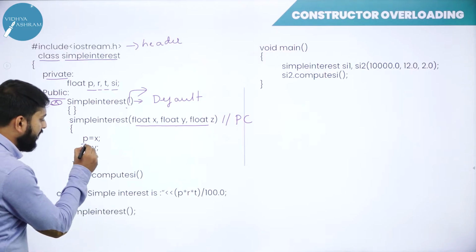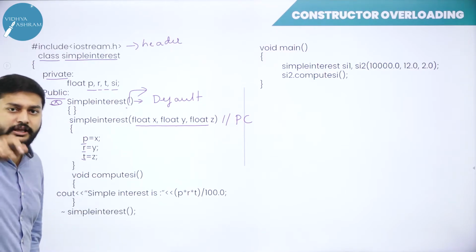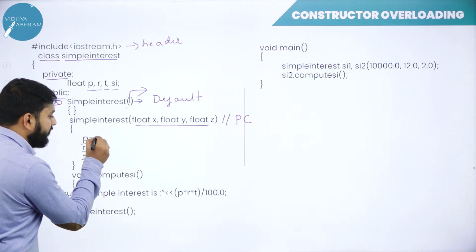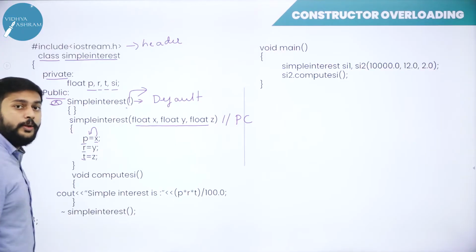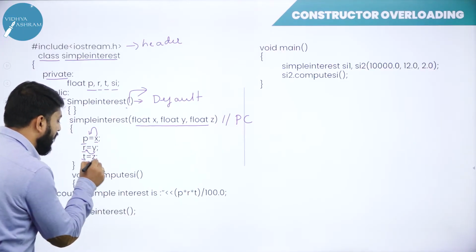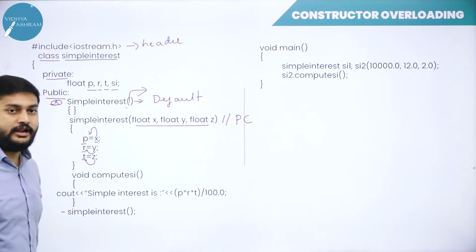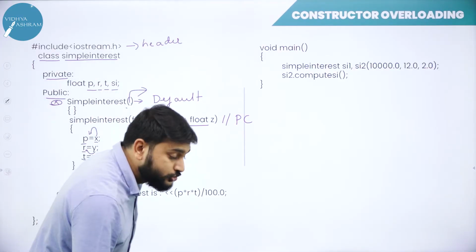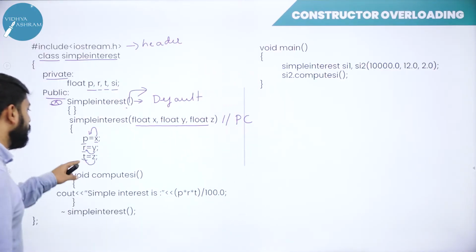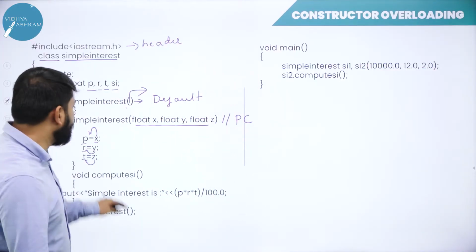I have P, R, T. These are the variables that I've already created. I am initializing the value for P as X, whatever value I have in X will be stored into P. Whatever value I have in Y will be stored to R. Whatever value I have in Z will be stored to T. That is what you need to remember. I'm just assigning the values here.